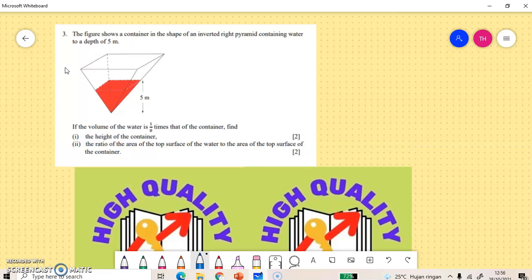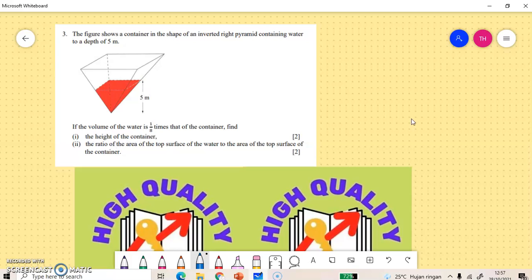Look at the figure. Yeah, this is a container. The container is like this, like a pyramid. And then we get here the depth. Wait. The depth of the water is 5 meters. The volume of the water is 1/8 of the container, 1/8.